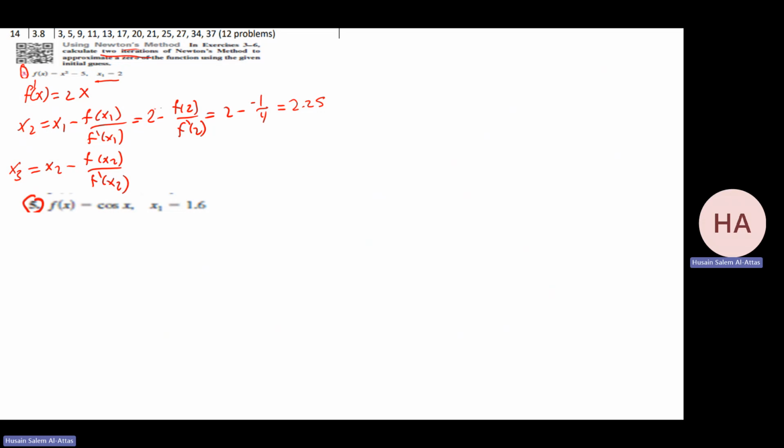He said they want two iterations. So I'm doing this is the first one, this is the second one. If you plug the number 2.25 in f, you plug it in f prime, you'll get the answer like this one, which we cannot do without the calculator.